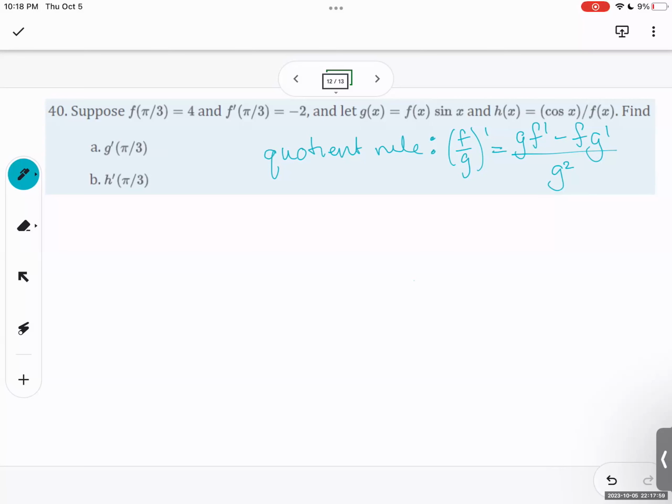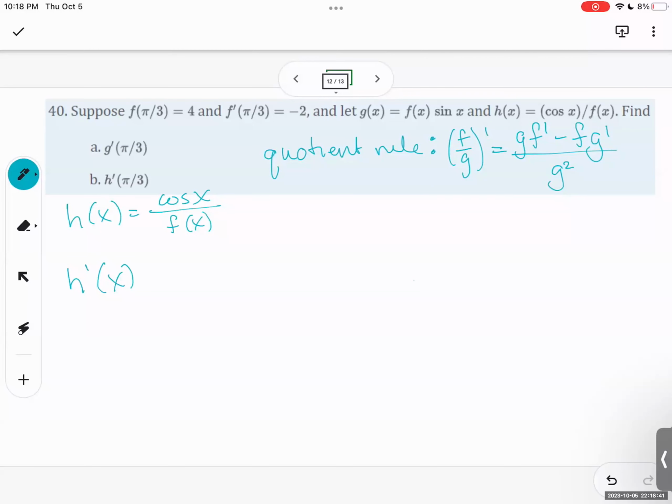So again, copy the function. Let's get it out of the problem where we're working so we can see it clearly, and make sure you copy it carefully. There's no signs in this problem, but it's possible when you're copying to miss a sign and then all of your work is wrong. So when you're copying a problem over, copy it carefully. So h of x is equal to cosine x divided by f of x. So h prime of x, we're going to use our quotient rule.